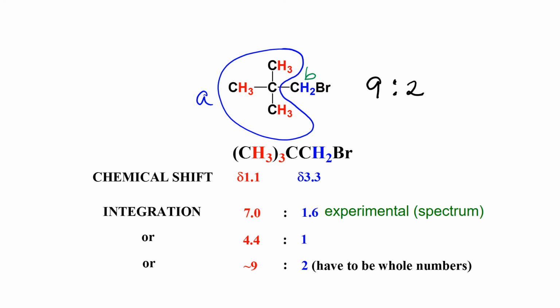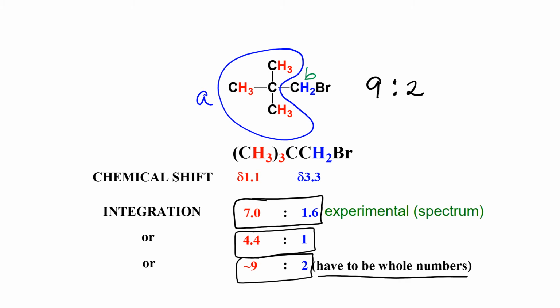But sometimes when you get the NMR data back, the instrument may tell you, as you saw on the previous slide, something else. So say a 7:1.6. Really a 7:1.6 ratio is a 4.4:1 ratio, which is the same thing as a 9:2 ratio. When you report the numbers, say when you're writing this up for lab or when you're doing this on an exam, you would use whole numbers, but sometimes you may get decimals out from the actual experiment, and then you need to convert that to the whole numbers.